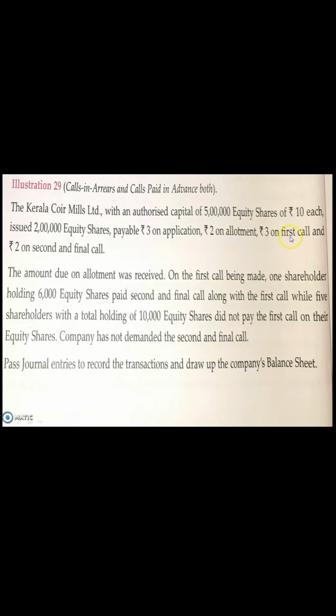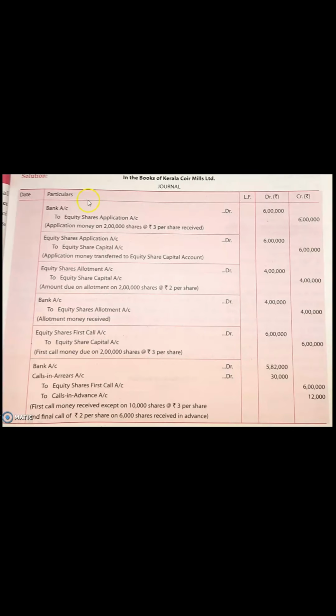So when you are doing the first call, you have to be a little careful. Now the company has not demanded the second and final call. So till this date the second and final call is not yet called by the company. Pass journal entry to record the transaction and draw up the balance sheet. So let us pass the journal entry first. First two entries, as you know, are related to application.